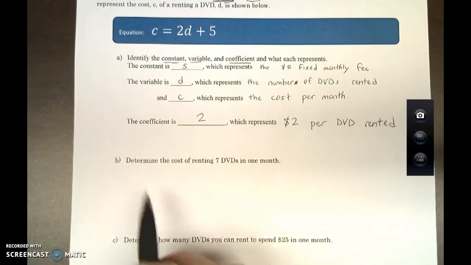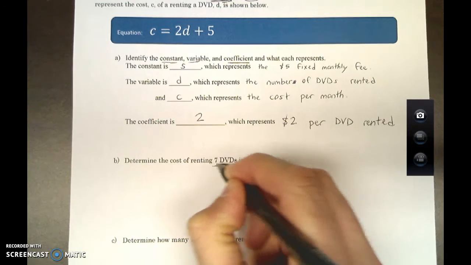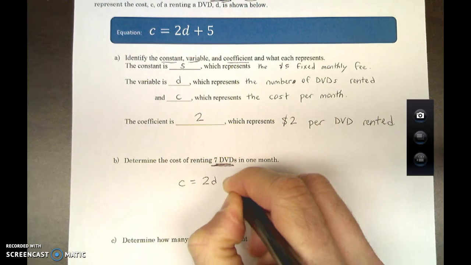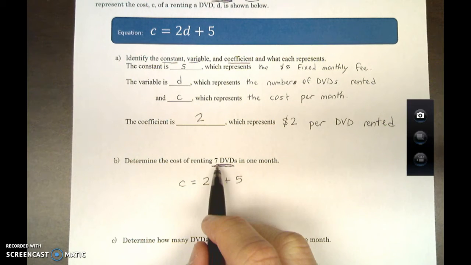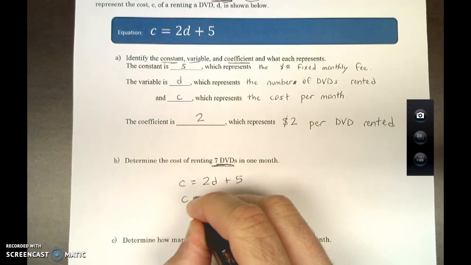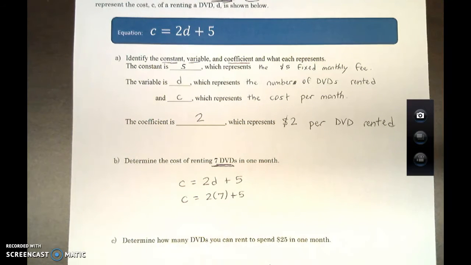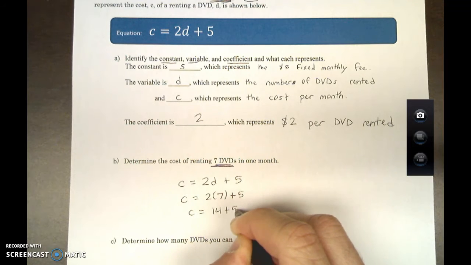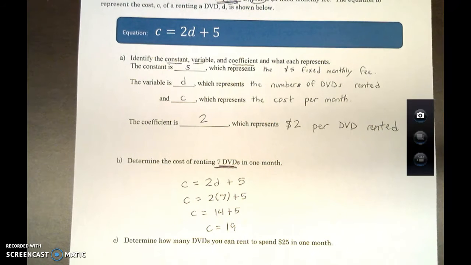So the first question asks, determine the cost of renting 7 DVDs in 1 month. So 7 DVDs, for my equation, C equals 2D plus 5, we said the D represents the DVDs. So I'm going to replace the D with the 7. So C equals 2 times 7 plus 5. 2 times 7 is 14. 14 plus 5 is 19. So the cost of renting 7 DVDs in 1 month is $19.